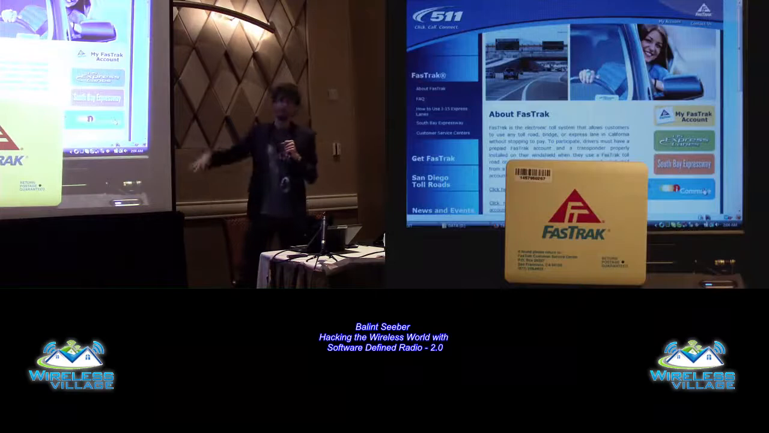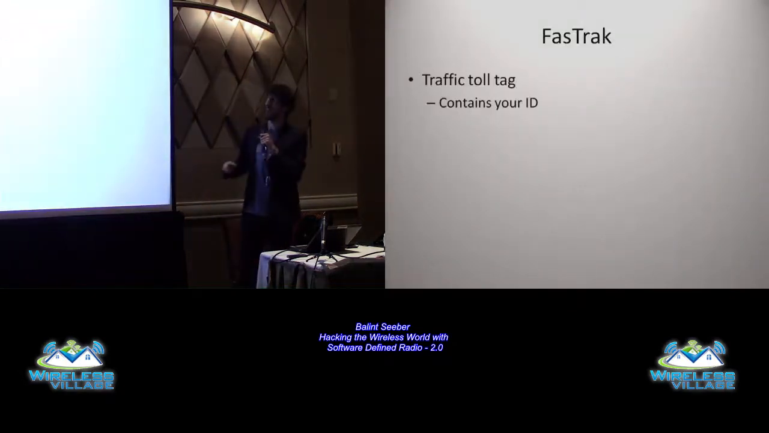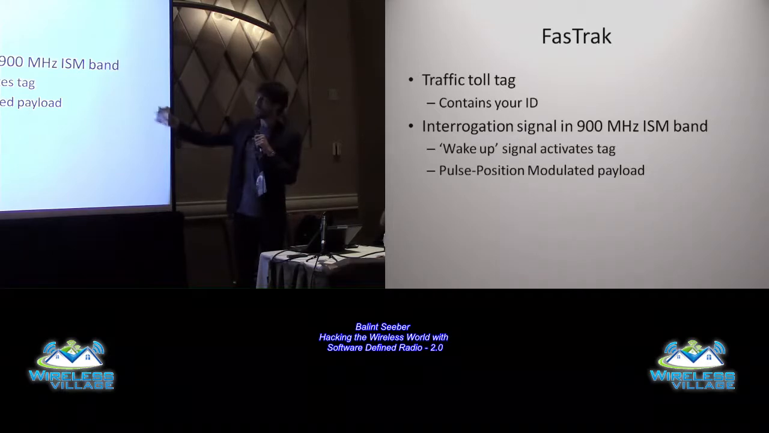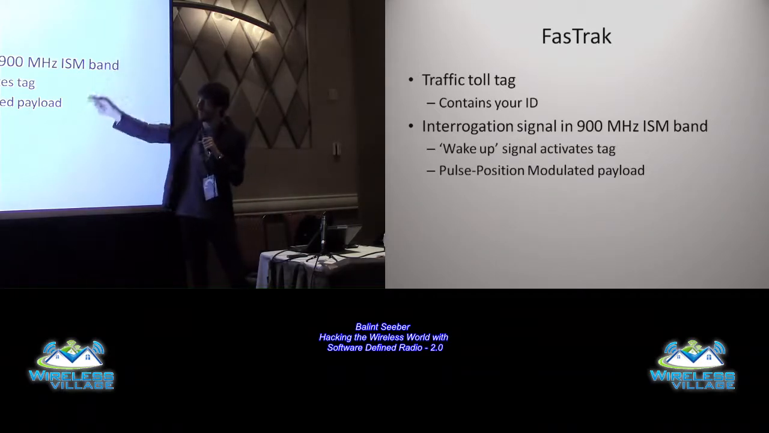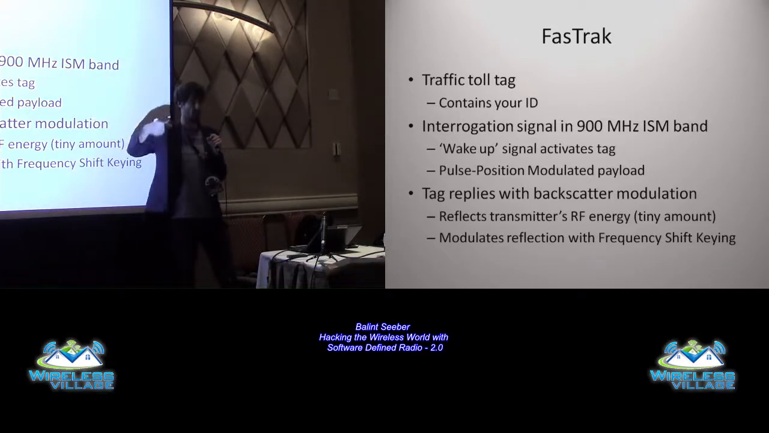You're probably familiar with Fast Track or Easy Pass. They're toll tags that you put on your car. They're read by the bridges when you go through, and then you're charged for your use of the road there. It uses 900 megahertz ISM. There's a wake-up signal to wake it up, and it's pulse position modulated payload like Mode S.